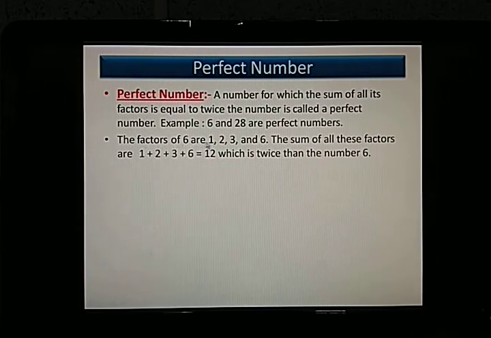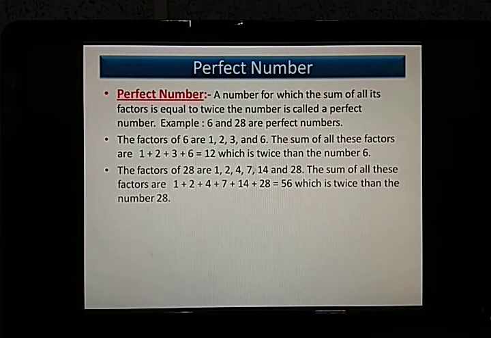Here you can see the factors of 6, which we already know. Now what if we take the sum of all of these? It comes out to be 12. According to the definition, the number is 6 and the sum of all its factors is 12, which is twice 6. So we can say that number is a perfect number.